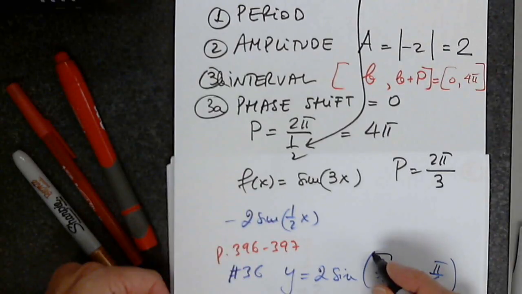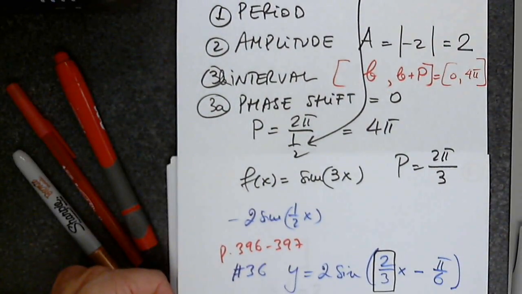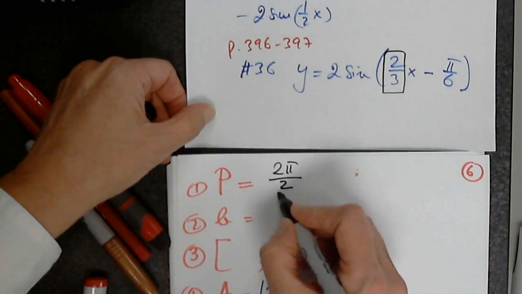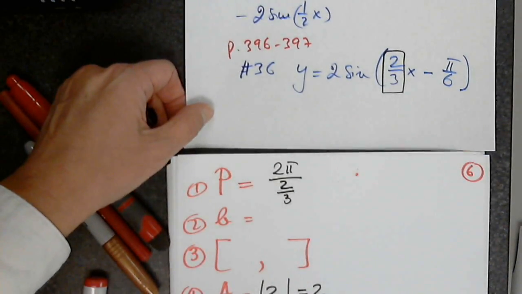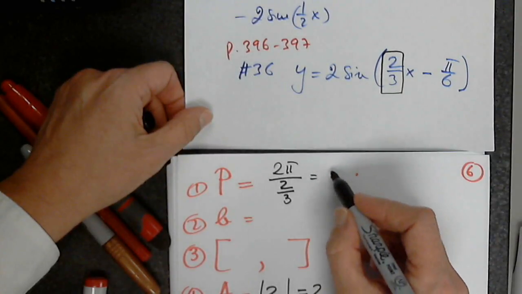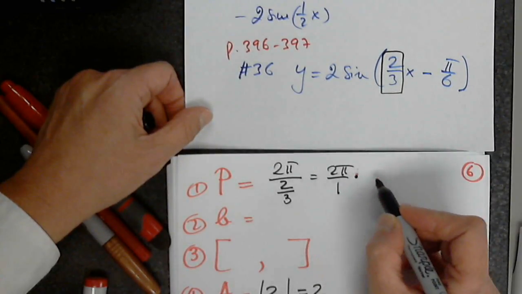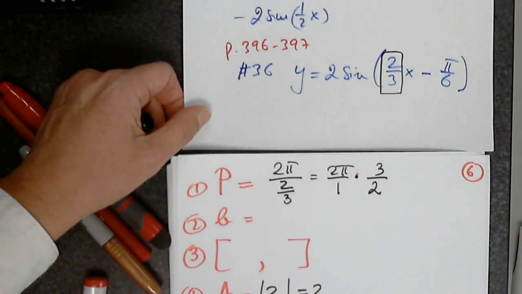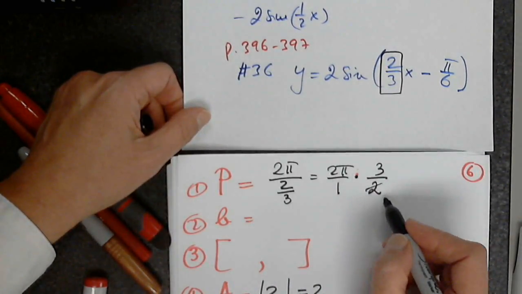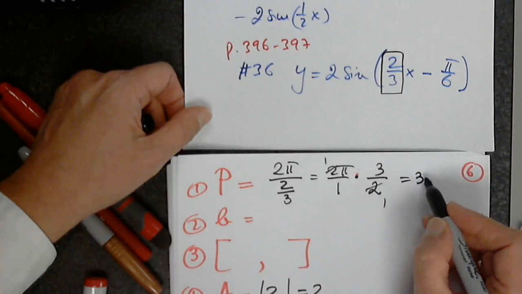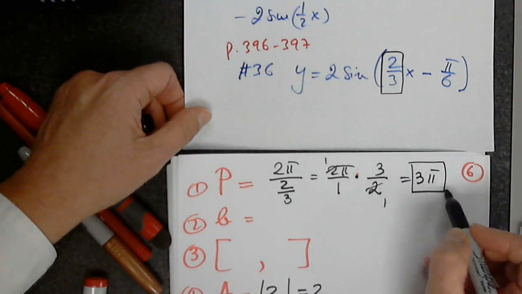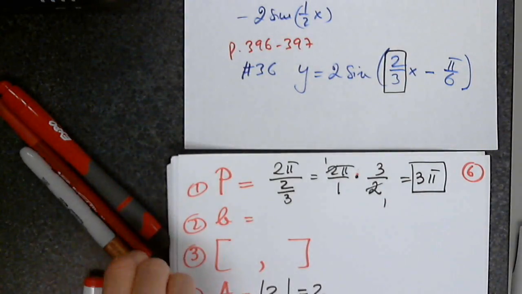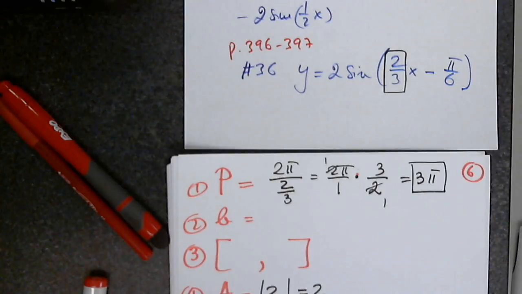So now this function needs a little bit of work. It is true that b is the number that multiplies x. It is true that the period will be 2 pi divided by that number. I have 2 pi over 1 for the top times 3 divided by 2 for the bottom, because I have to multiply by the multiplicative inverse. I will simplify, and I get that the period of this function is 3 pi.